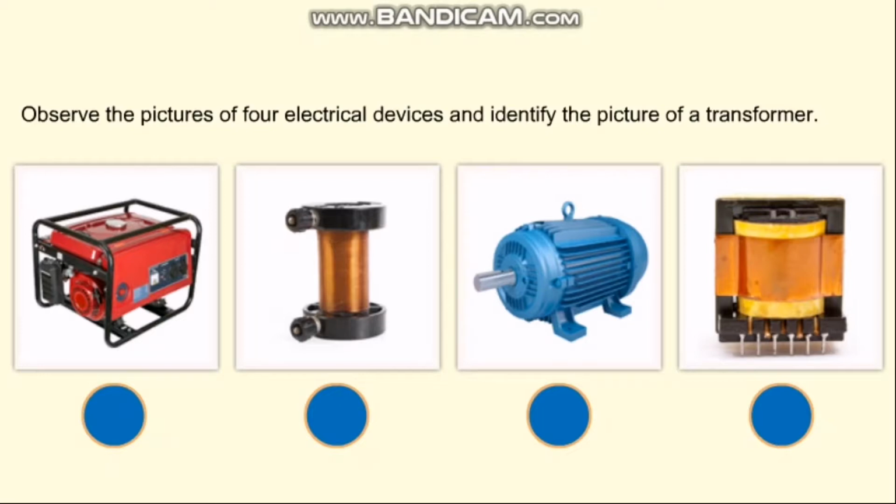Alright, so let's begin with observing these pictures. You are given 4 pictures for you to identify which picture represents a transformer. Can you tell me the name of the first device? Yes, this is what we call as a generator. How about the second one? This is a solenoid. Good. And the third one? This is a motor. Yes. So transformer will be the 4th picture. Very good.